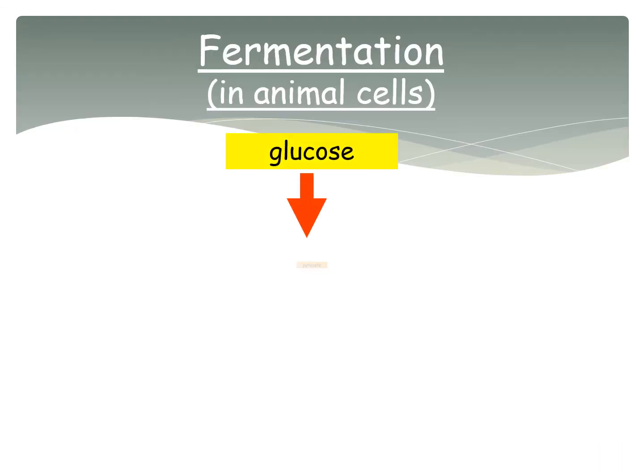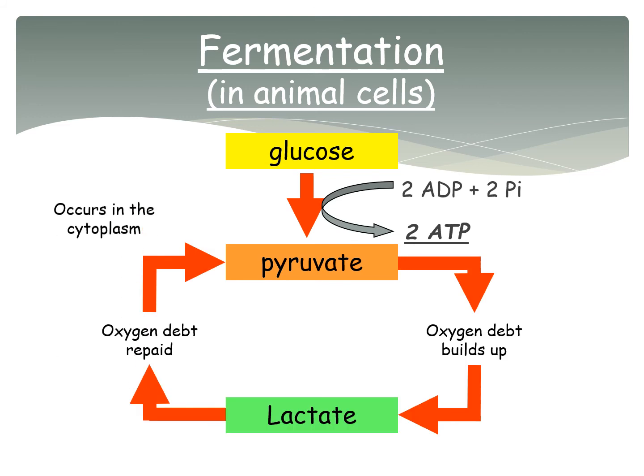So here is a summary for fermentation in animal cells. This is basically a diagram summary. You've got your glucose going to your pyruvate, which occurs in the cytoplasm and is called glycolysis. So you've got your 2 ADP and 2 Pi going to your 2 ATP. And then your pyruvate is broken down to lactate when there's no oxygen. And then when oxygen is returned, your lactate can be converted back to pyruvate. So you'd want to make a note of this and write it down.